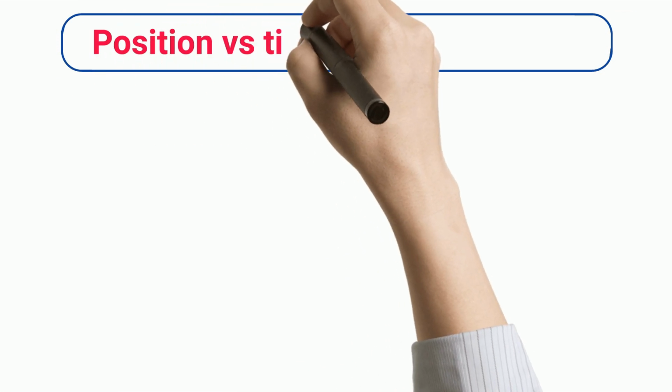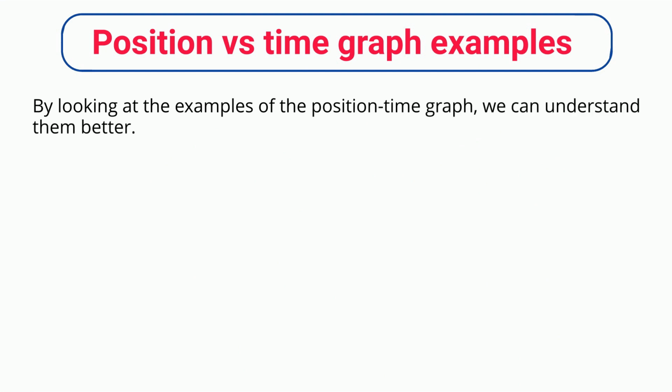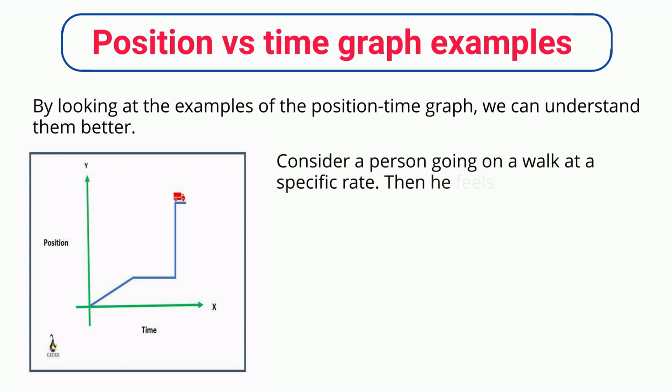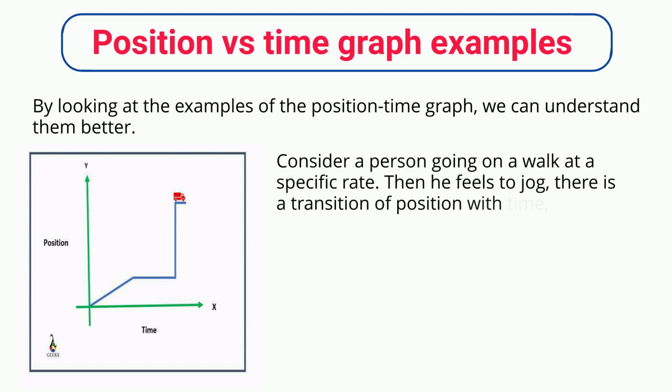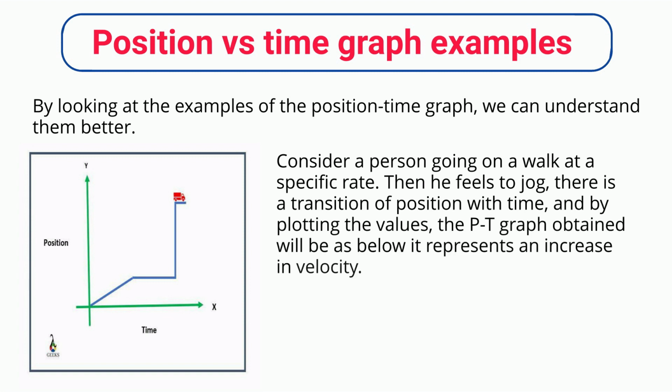Position versus time graph examples. By looking at the examples of the position time graph, we can understand them better. Consider a person going on a walk at a specific rate. Then he starts to jog. There is a transition of position with time, and by plotting the values, the PT graph obtained will be as below. It represents an increase in velocity.